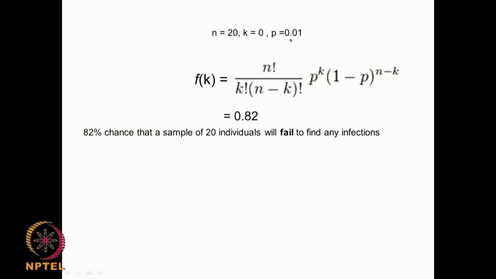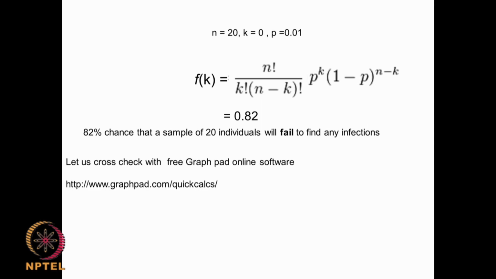Or if I say n equal to 20, k equal to 1, then I can do the same study and see what is the probability of finding at least one. So what it means is when I randomly select 20 people, I will not be able to find even 1% with that particular disease. So I may say that nobody is infected with this particular disease. Okay. Now, we can also check with the online software, using the same online software.